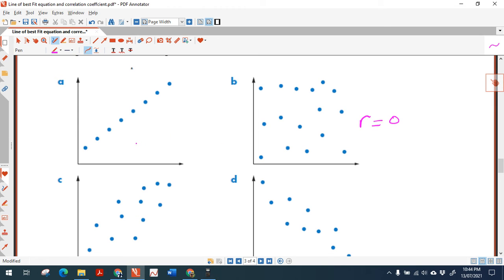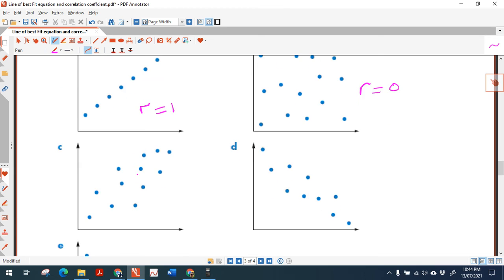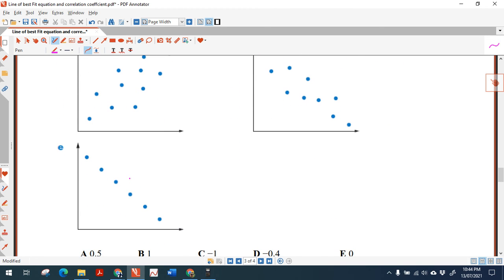This looks pretty perfectly positive to me. R equals 1. And as I go down, I'm going to choose R equals -1. This is a perfect negative correlation, and that leaves two others. I've got a negative and a positive one, so this is going to be R equals -0.4, and this one will be R equals 0.5.